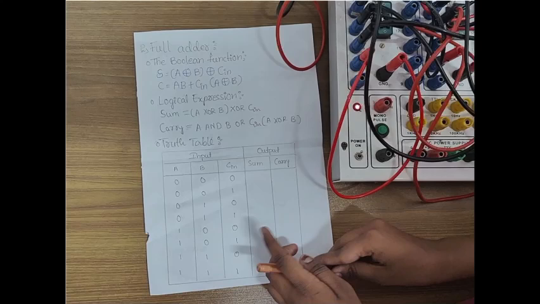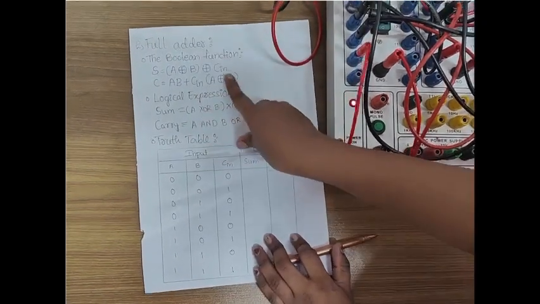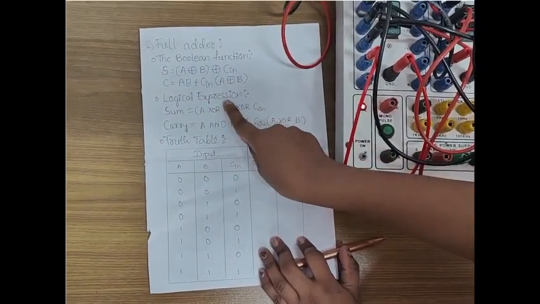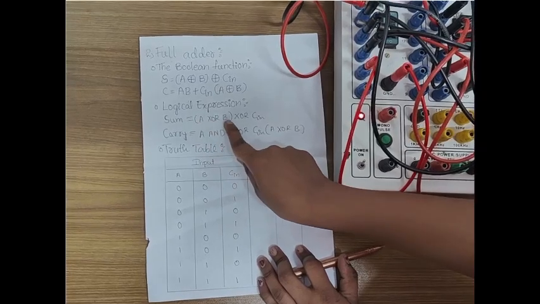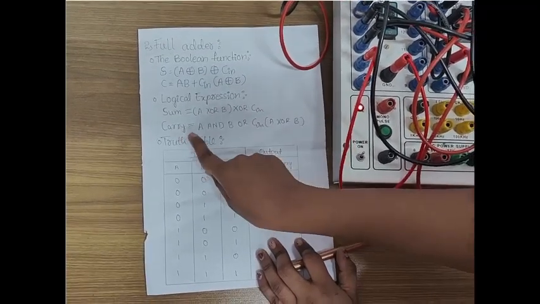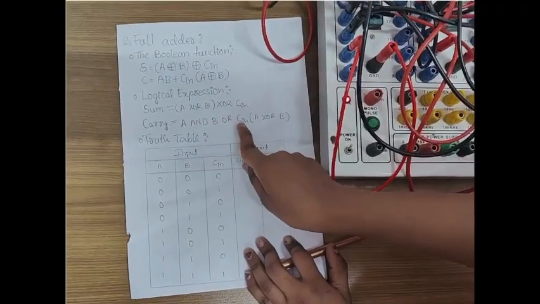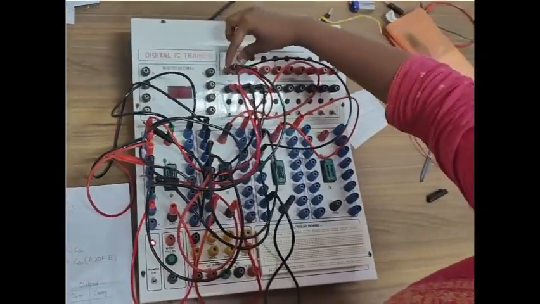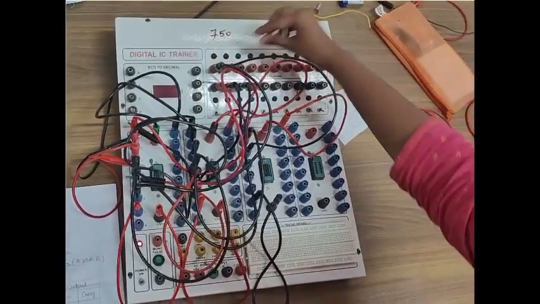A full adder adds 3 inputs A, B and carry input called C in. It produces 2 outputs, sum and carry. This is the Boolean expression: sum is equal to A XOR B whole XOR C in, carry is equal to A and B or C in (A XOR B) in brackets. These are the inputs. This is sum and this is carry.